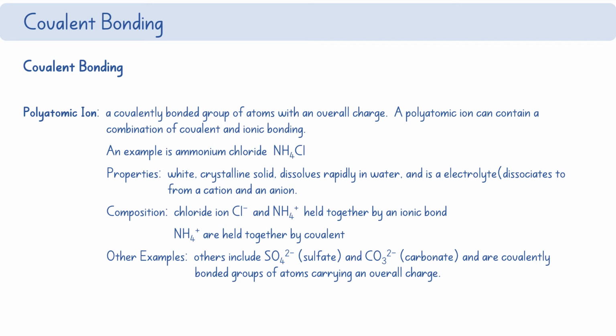So other examples: SO4 2 negative is sulfate, CO3 2 negative is carbonate. They're covalently bonded groups of atoms carrying an overall charge.